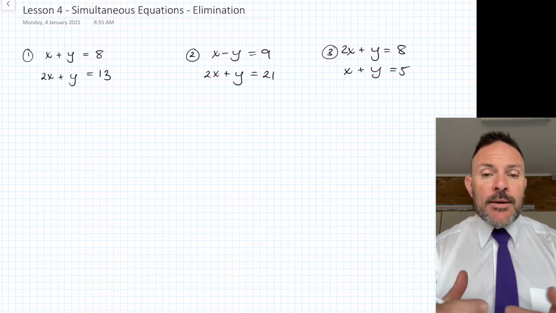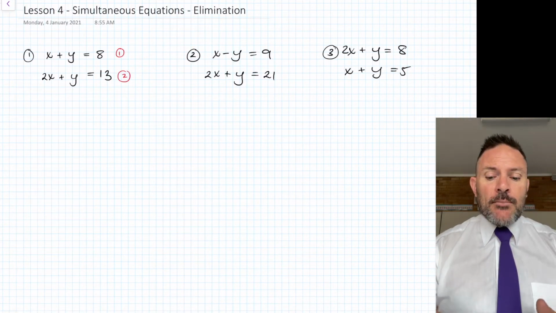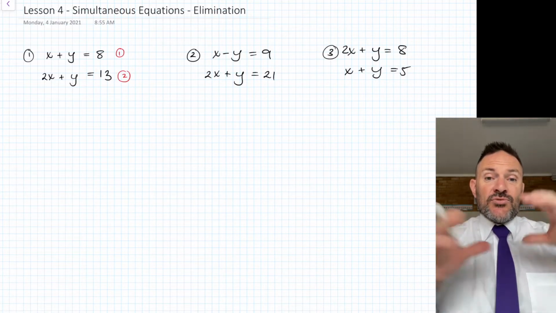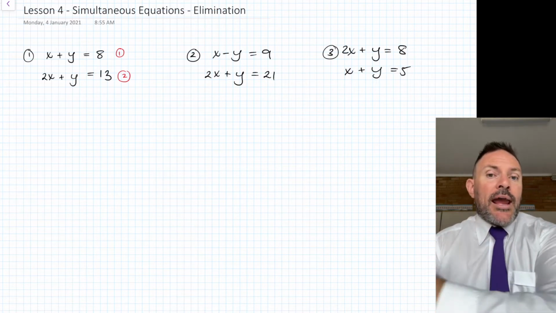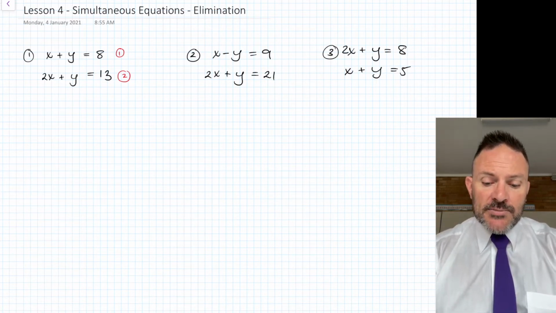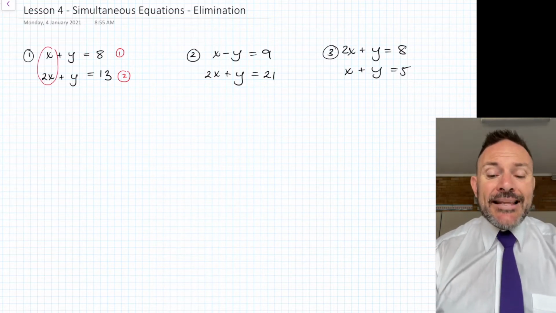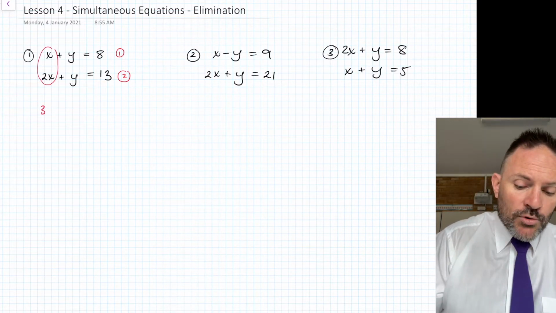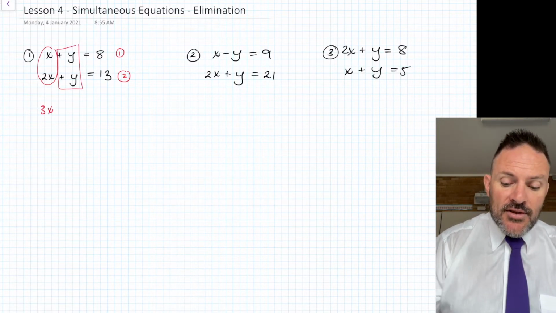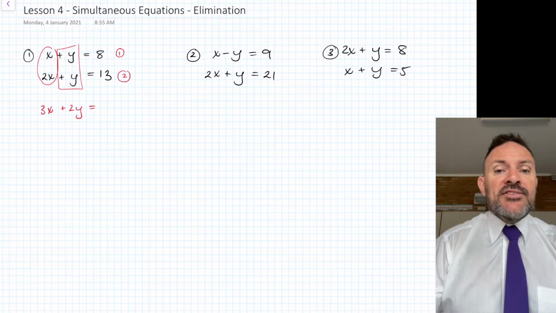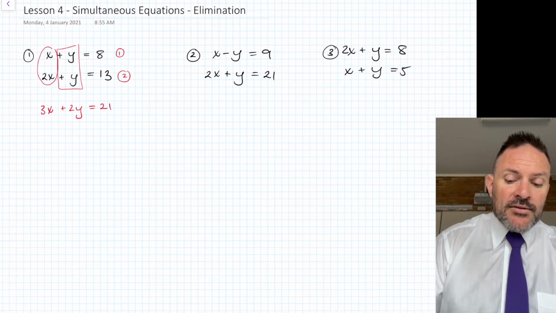Let's say we call this equation 1, this equation 2, and I add them. That means I'm going to add the two left-hand sides together, and the two right-hand sides together, and see where that takes me. On the left-hand side, if I add the x and the 2x, that makes 3x. If I add the y's, that makes 2y. On the right-hand side, 13 plus 8 makes 21.